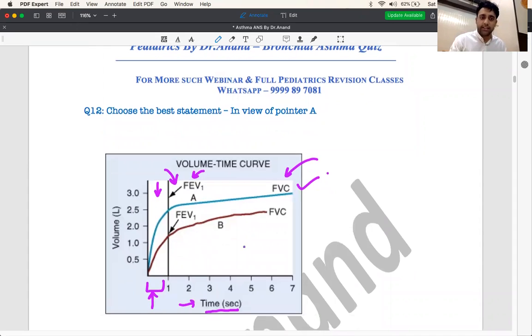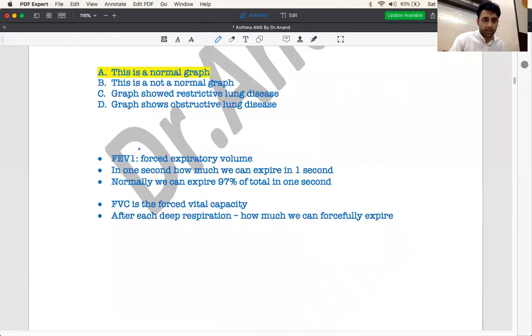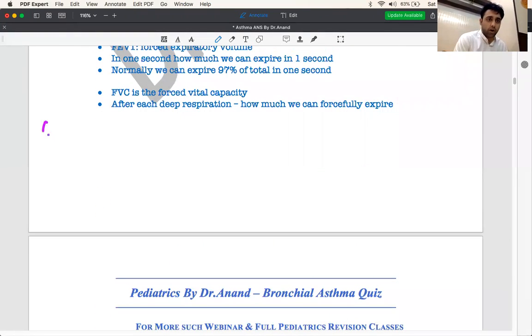So as you can see in the graph, this is the time and this is the volume. So this is nothing but the FEV1 and this is nothing but the FVC. Now there are two problems. One is known as obstructive lung disease and the other one is known as restrictive lung disease, right? If this much you understand, you can do anything in life.